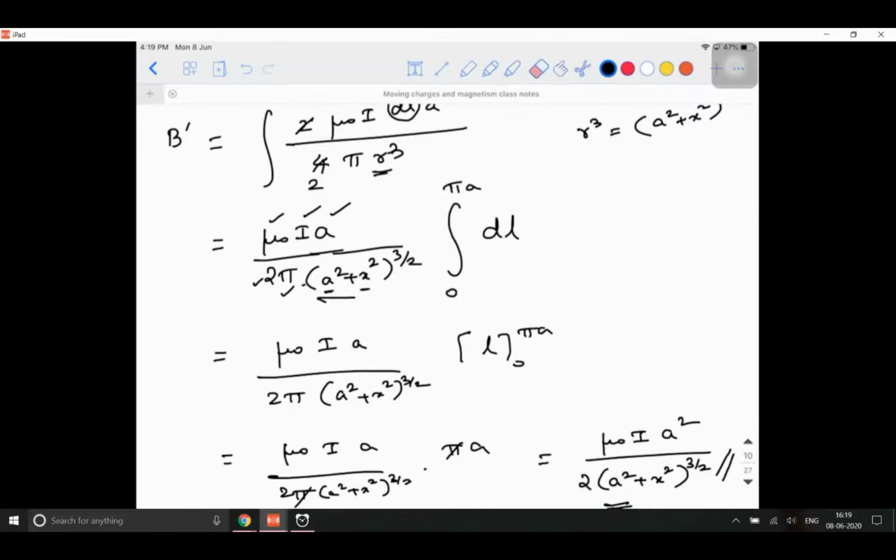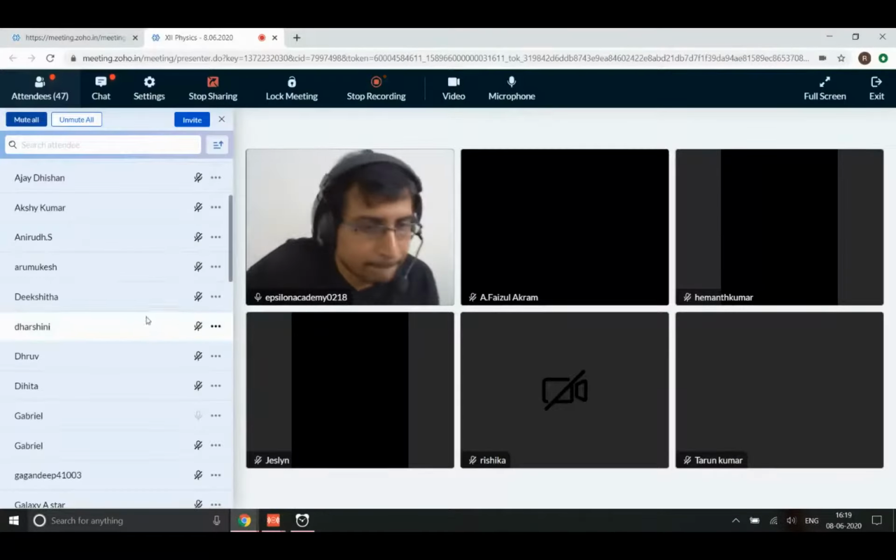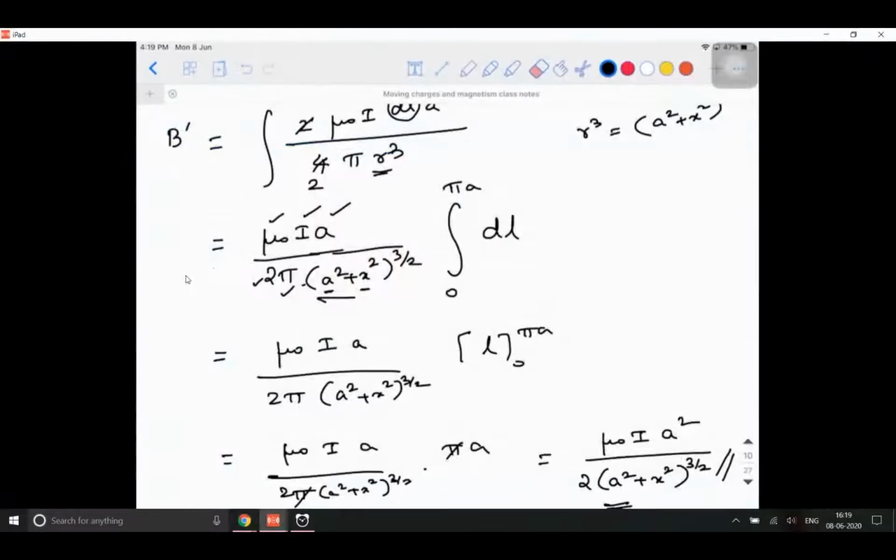So if we need to find the field at the center of the loop, then you need to put x equal to 0, because the axial distance will be 0, right? That's it. Okay, so there is an important observation also. That's a good question you have raised. I'll tell you what you're supposed to do and what mistakes people generally make. I'll come to that point.